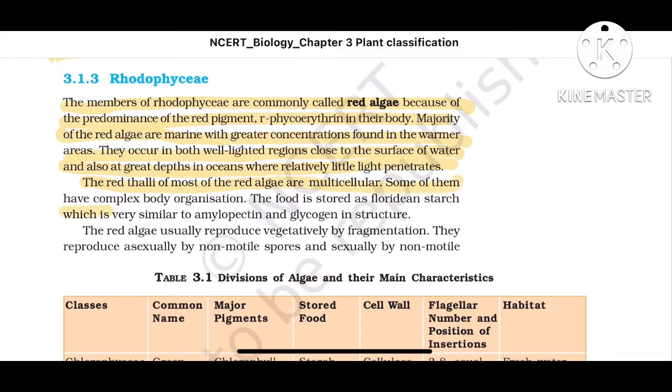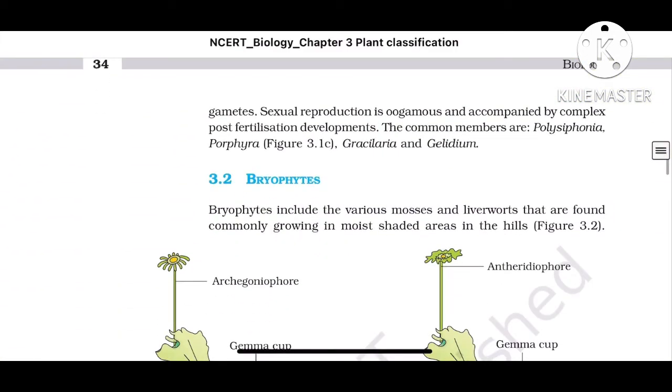The red thalli of most of the red algae are multicellular. Some of them have complex body organization. The food is stored as floridean starch, which is very similar to amylopectin and glycogen in structure. The red algae usually reproduce vegetatively by fragmentation. They reproduce asexually by non-motile spores and sexually by non-motile gametes. Sexual reproduction is oogamous and accompanied by complex post-fertilization developments. The common members are Polysiphonia, Porphyra, Gracilaria, Gelidium.